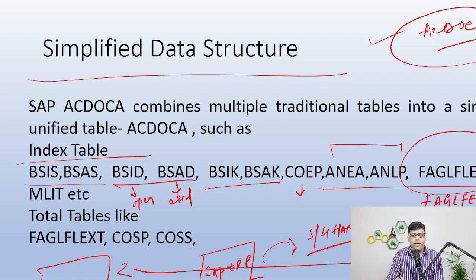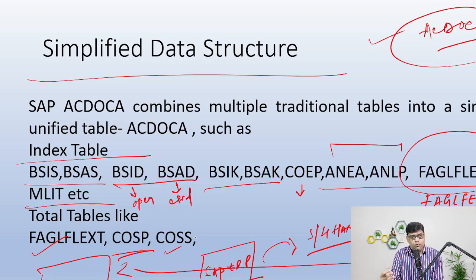So we will find different types of tables. MLIT is related to material ledger. FAGLFLEXT is the totals table related to finance. Now just imagine whenever you are going to do the month-end, period-end allocations and distributions. That time, if you are using a primary cost element, then the COSP table is introduced, and if you are using a secondary cost element, then that table is there.